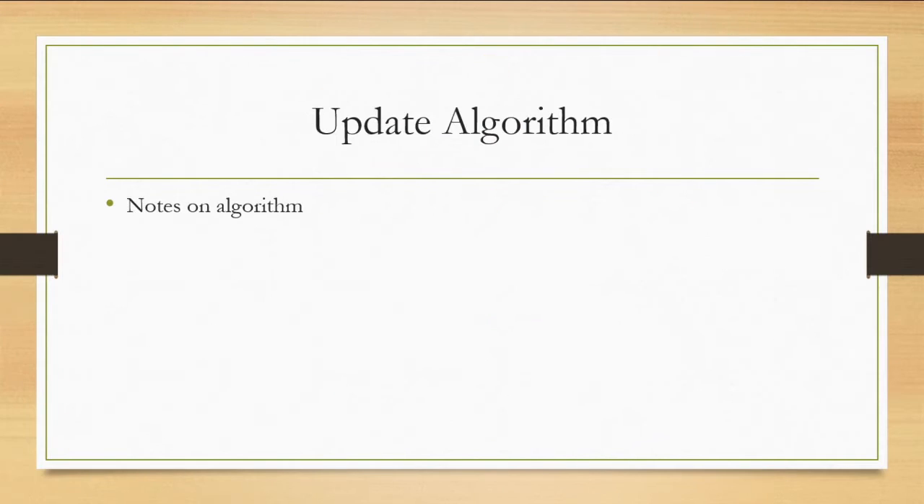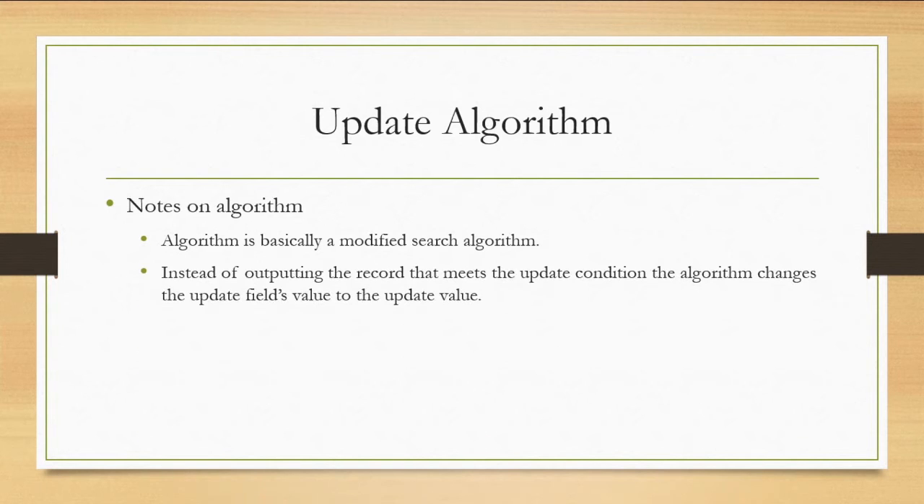Let's look at the algorithm. First, some notes on the algorithm. Algorithm is basically a modified search algorithm. You use the same idea in a search algorithm as you do in the update algorithm. Instead of outputting the record that meets the update condition, the algorithm changes the update field's value to the update value.